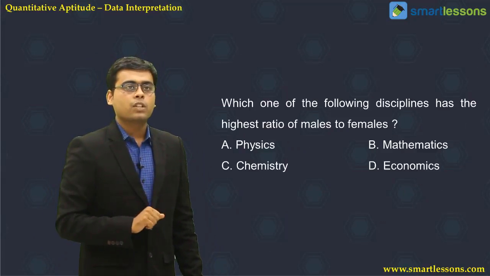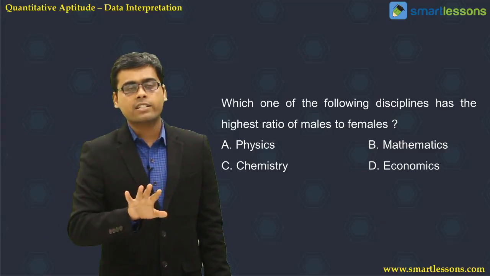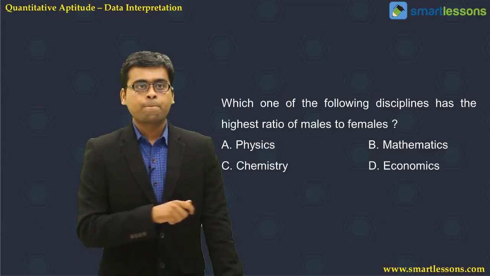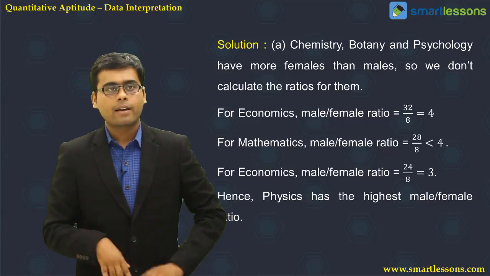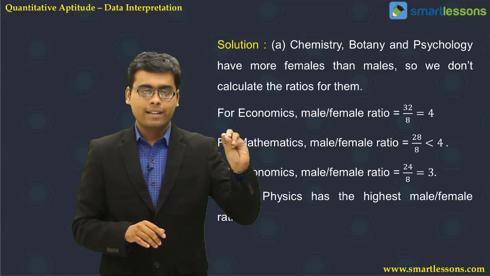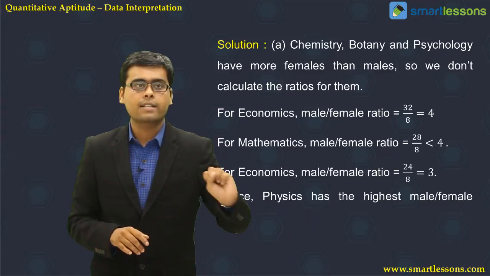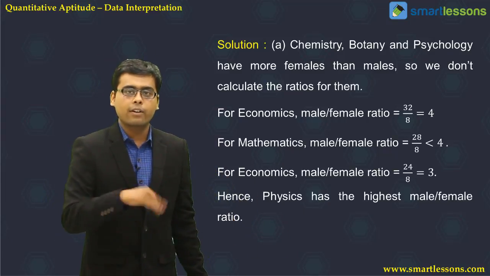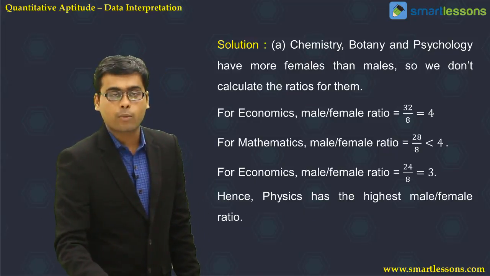The next question, which of the following disciplines has the highest ratio of males to females? Now again, the first way is the traditional way. Find out the ratio for each individual subject. So for physics find out, for economics find out, in that way you find out. And then you compare all the results to decide which option would be the correct one.